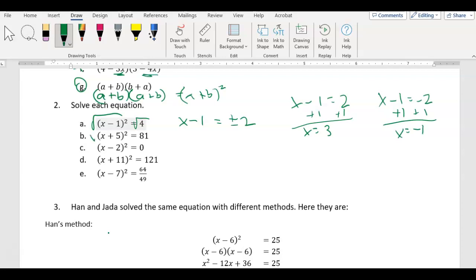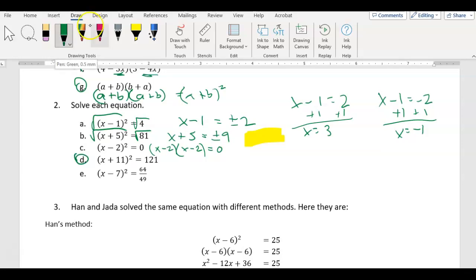All right. Letter B, take the square root of both sides. We get x plus 5 equals plus or minus 9. Continue to solve that. I'm not going to do that for you. Give me my answers here. All right. Letter C, same thing. Take the square root of both sides. Here it's just going to be 0. So you're not going to have a plus or minus. You will have only one possible answer because we have x minus 2 times x minus 2 equals 0. Right? Those factors are exactly the same, equaling 0. So you can solve that one on your own.